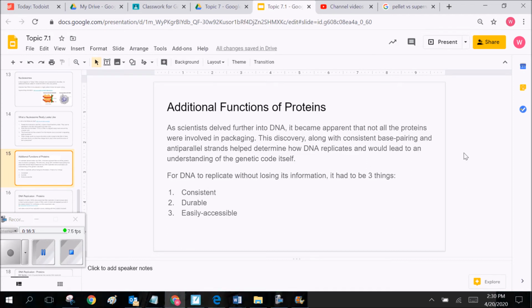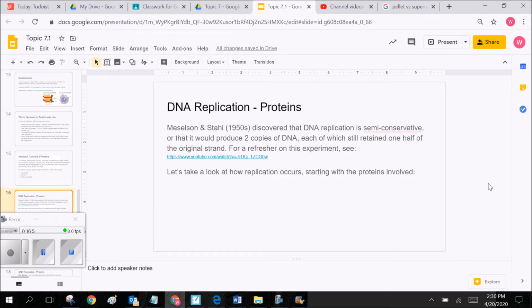It also needed to be durable, because if you think about it, if you're given an instruction manual and it's important to your job, you want to make sure you take care of it. You don't destroy it because you need it. So DNA needed to be durable, it needed to be consistent, it needed to be easily accessible, and it needed to be easily replicated. Those were four really important things that needed to be true about DNA. So today we're going to focus on DNA replication and talk a little bit about what that process actually means.